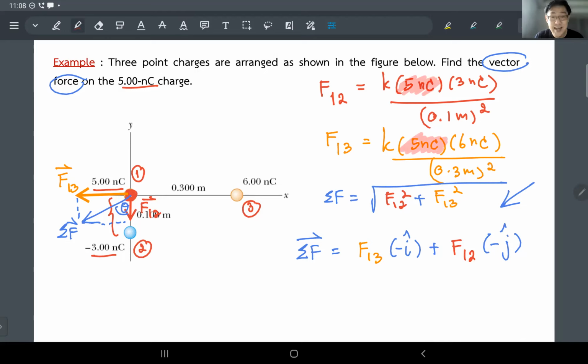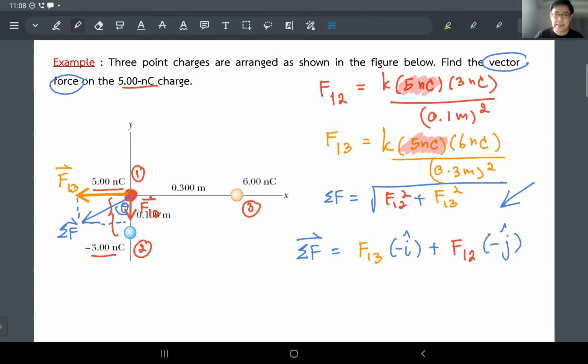Does that make sense? If you just want to take the field, it's going to be just the field from the charge number 2, the blue, and the field from the charge number 3, the orange, yeah? And you just figure out the net electric field. And then you just pop the 5 nanocoulomb charge, the red charge, toward the end. Just multiply by the 5 nanocoulomb charge at the end. You get the same result anyway. Cool? Is that clear enough?